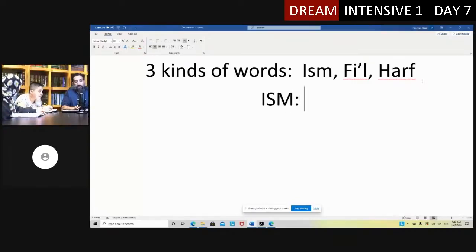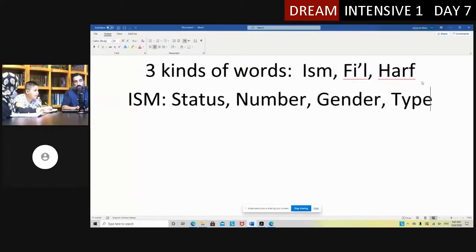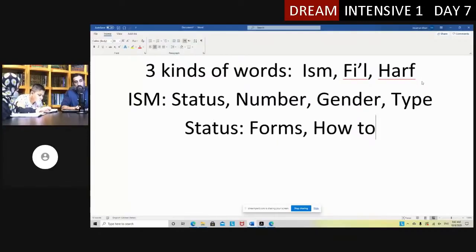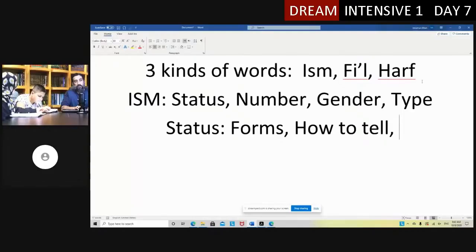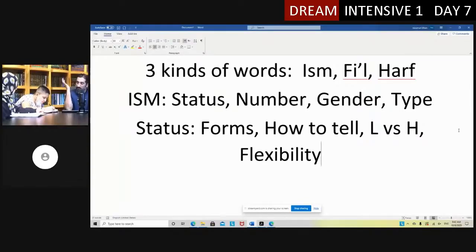Okay, so then we've got ism. And when we study ism, we study four properties, which are status, number, gender, and type. Then we study status, and we study forms, how to tell, light versus heavy, and flexibility. Those are the four things we studied under status. So we're taking everything we did over the last week and crunching it together. This is a one page where everything is there, but for it to make sense, you've got to say stuff out, right?